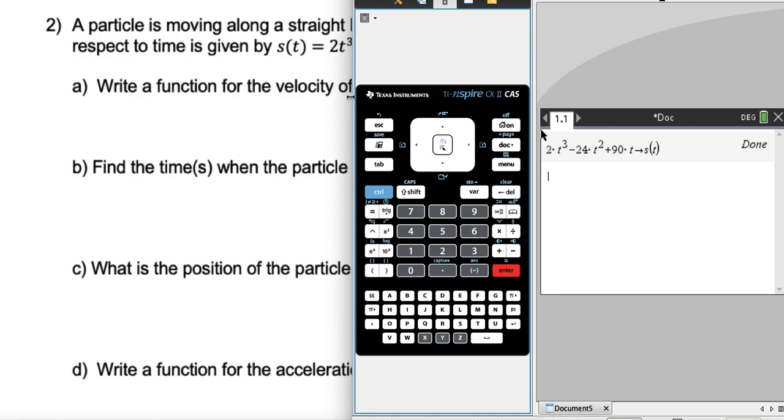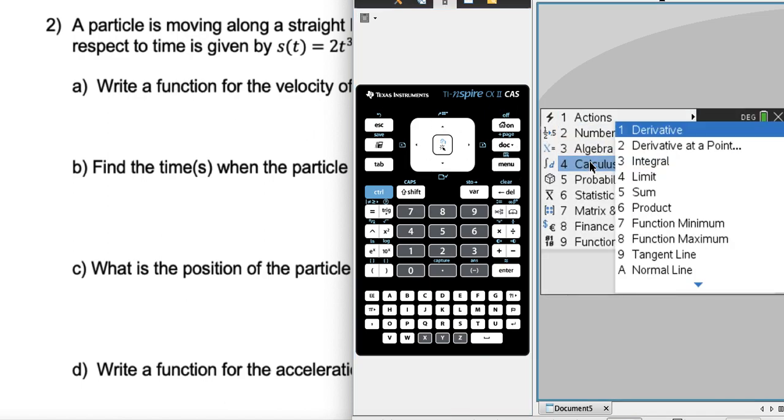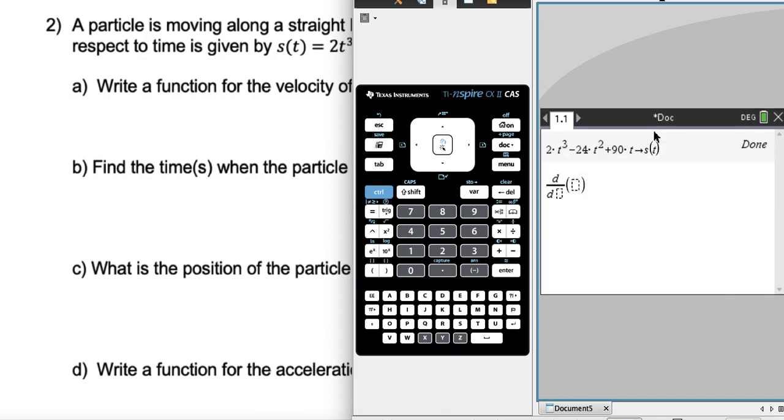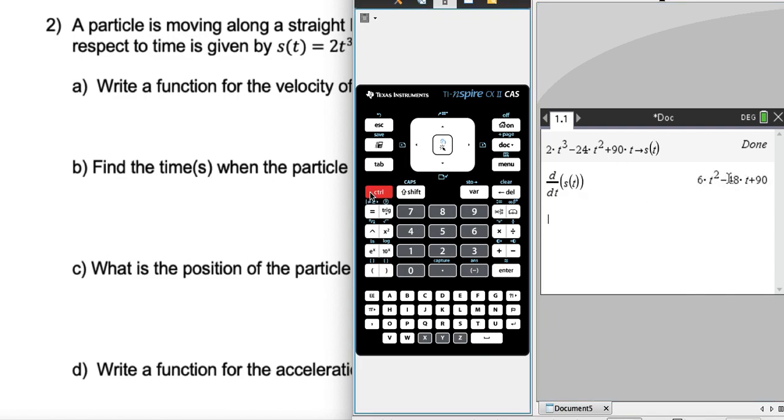Okay, so let's write a function for the velocity. Well, that's pretty easy now. We can just go to calculus, derivative, and we're going to say d of dt, and what I'm trying to find is v of t. But I already have s of t, so I take the derivative of that, and now I have v of t. So I'm going to go ahead and store that. And remember, I'm using Control VAR to store.